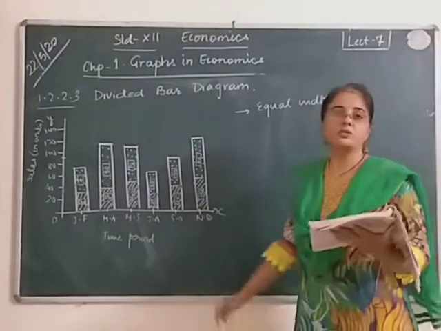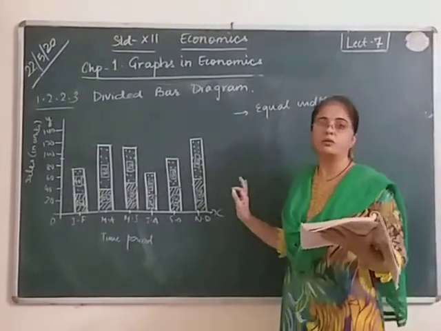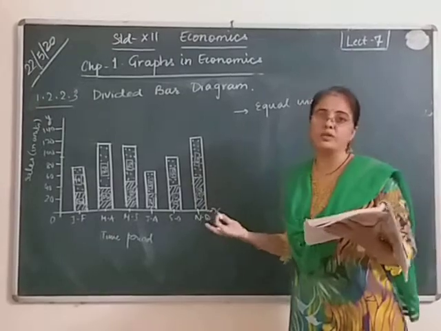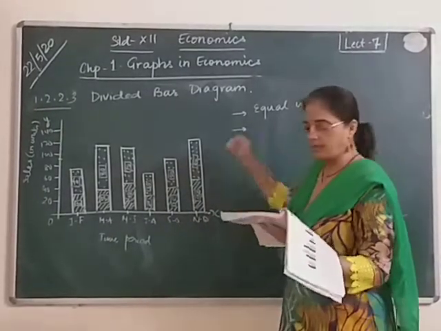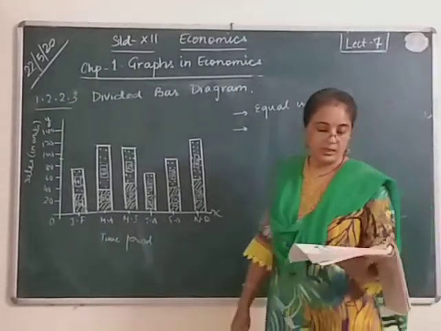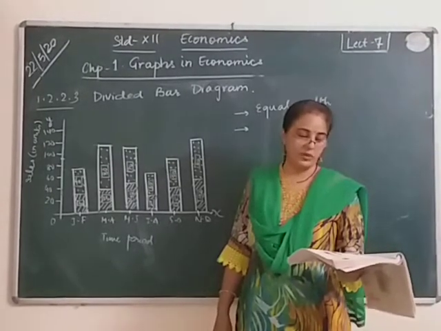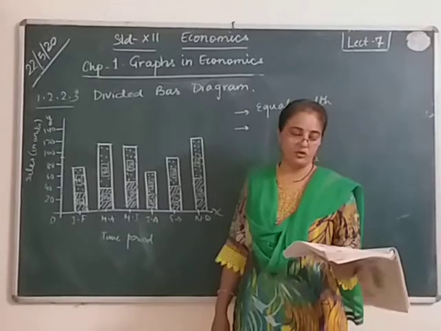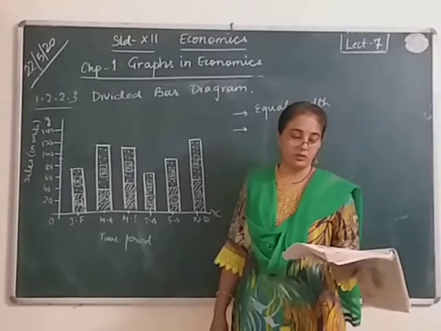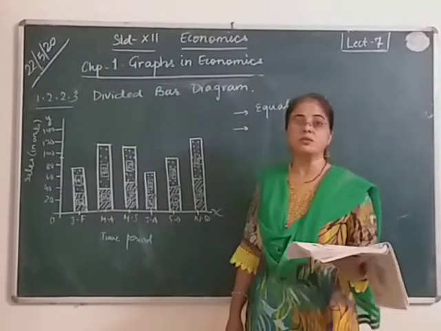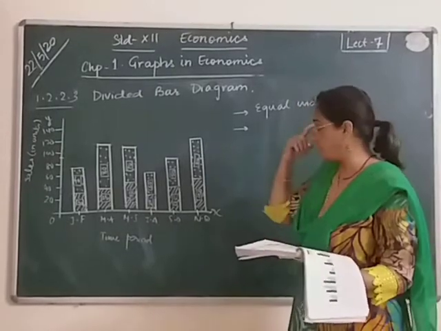Why? Because width does not have any impact on the data. It doesn't show any kind of data or information. The second one, the length of the respective bars should be proportional to the value of the variable which they represent. So it should be a proportional value.